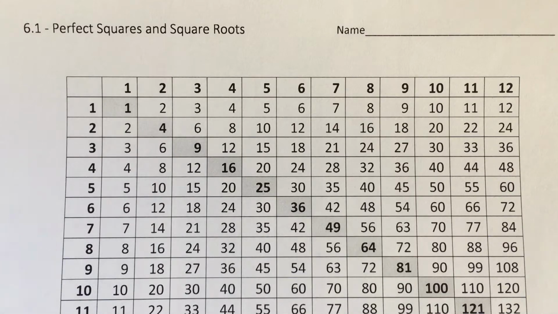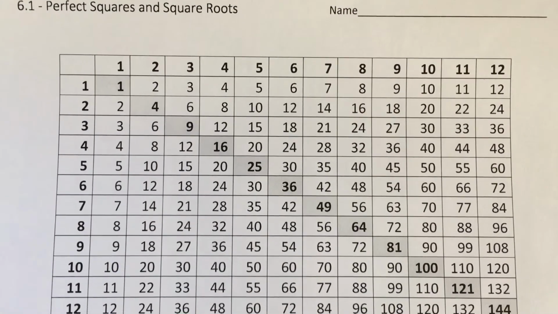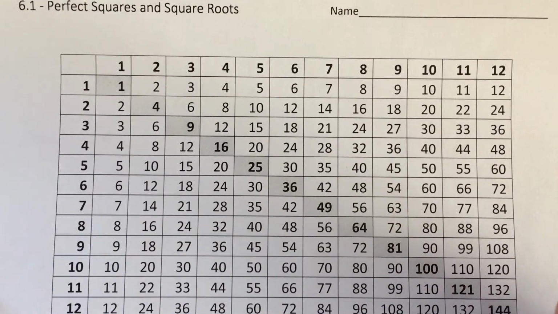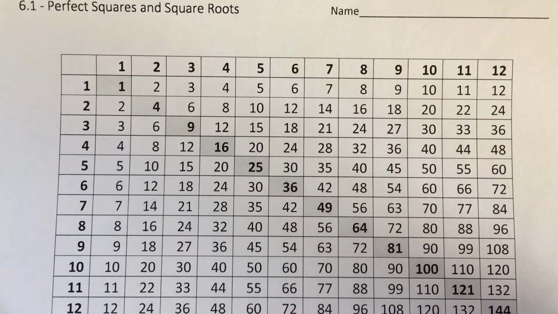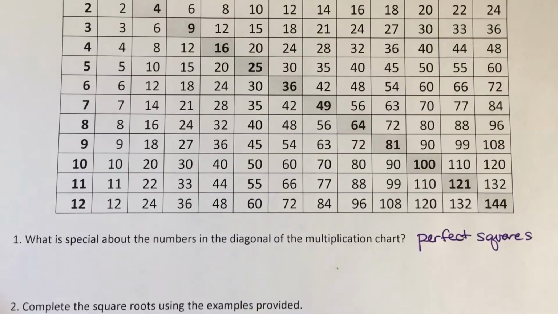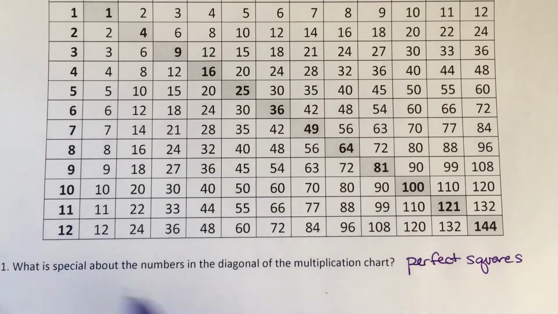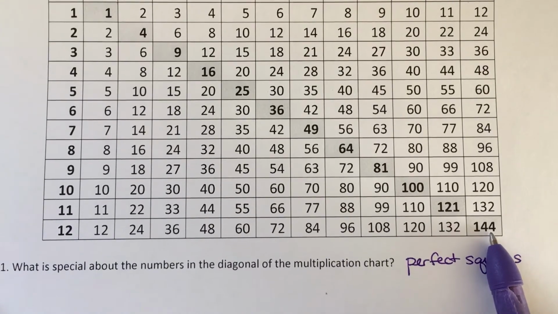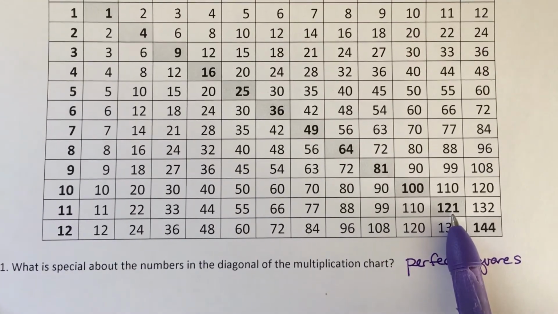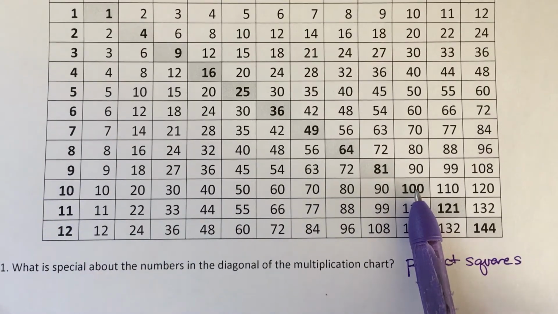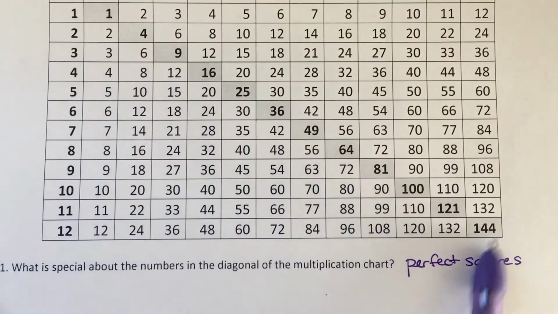But let's start off by just looking at this lovely multiplication table I made for us and talking about these numbers on the diagonal. The numbers on the diagonal are what we call perfect squares. So these are the perfect squares. And we call them that because they come from multiplying a number times itself. So 12 times 12 is 144. 11 times 11 is 121. 10 times 10 is 100. So these are the numbers that we're going to use to simplify square roots.